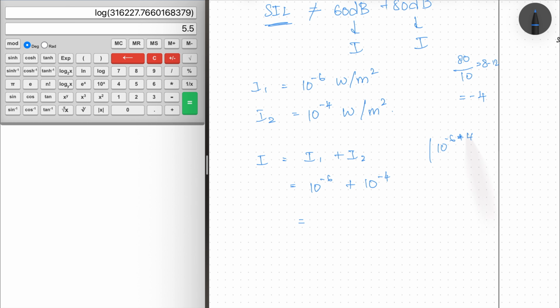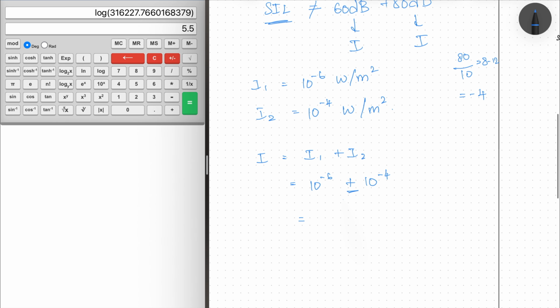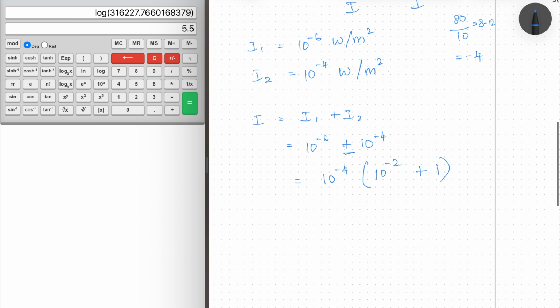You can't add it directly by writing 10 to the power minus 6 plus or minus 4, because here you have addition. If it is multiplication, you can do it. So what do you do? You take the common factor outside. I'm going to consider 10 to the power minus 4 as the common. So if minus 4 is taken out of 10 to the power minus 6, we'll still have minus 2 left, and here it will be 1. Correct? Now, 10 to the power minus 2 is 0.01, plus 1. So this is nothing but 1.01 into 10 to the power minus 4 watt per square meter, the total intensity.